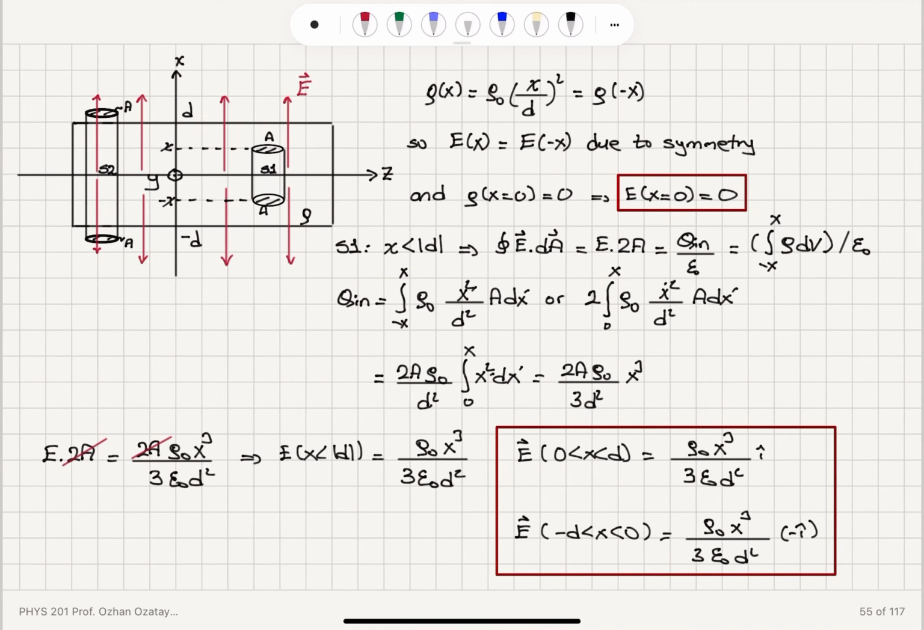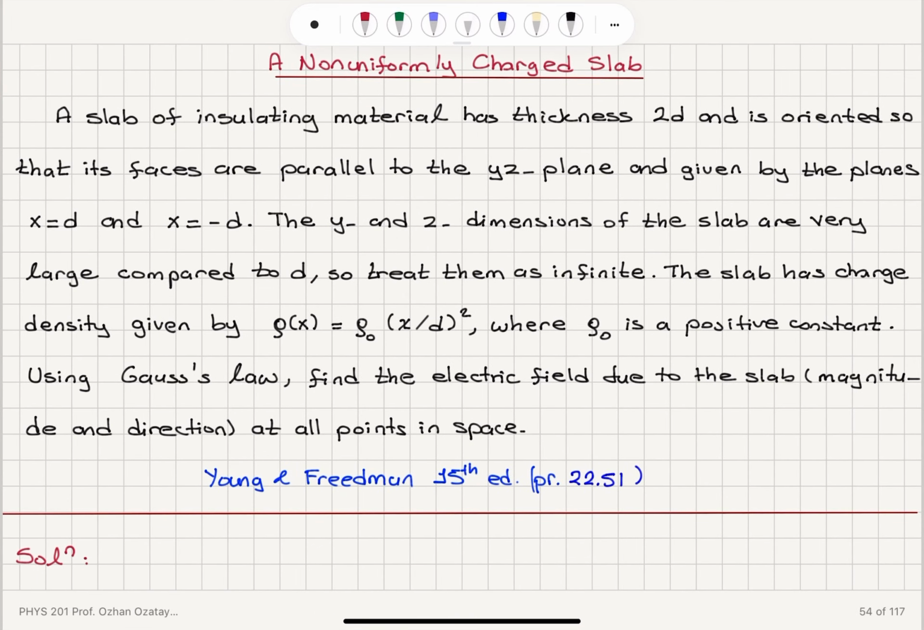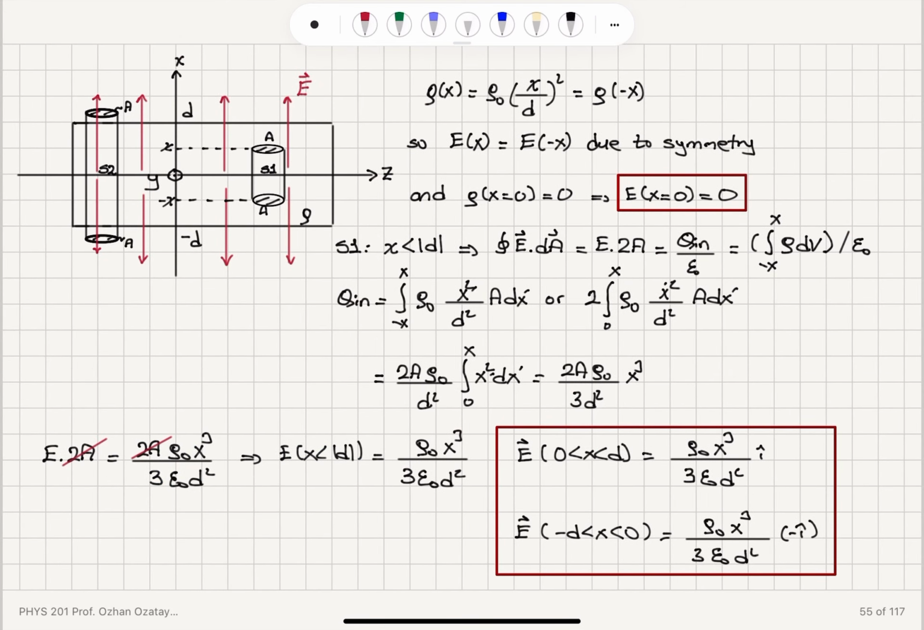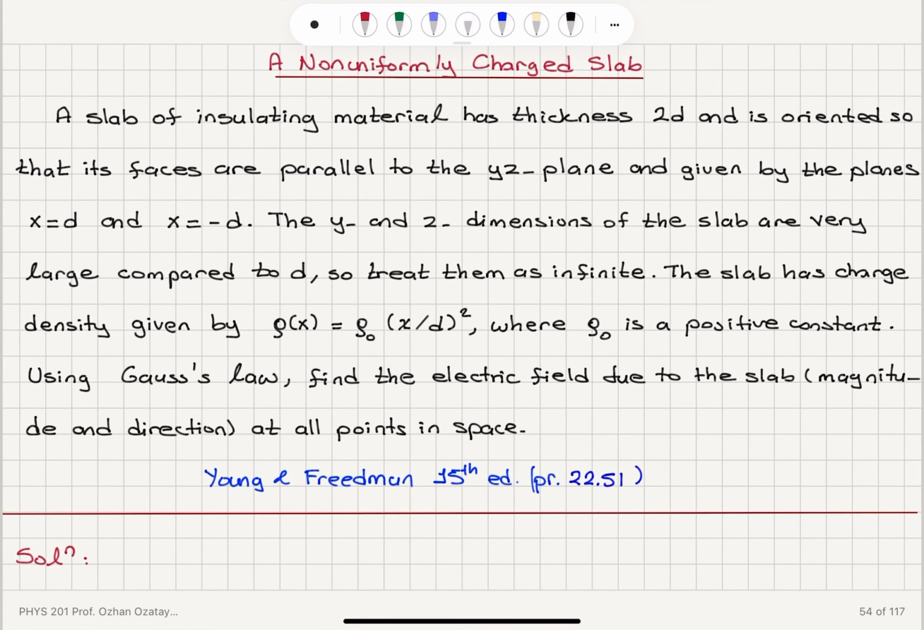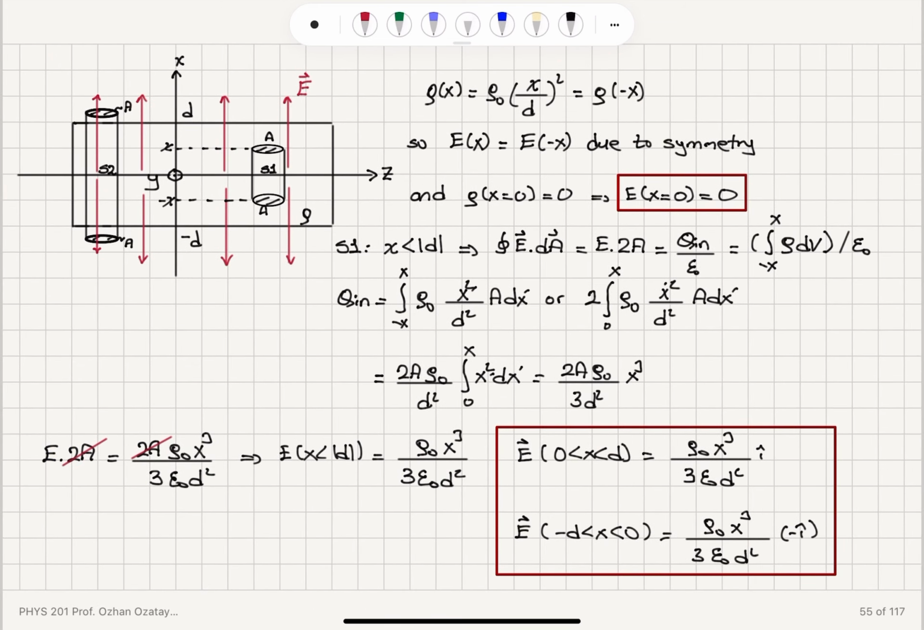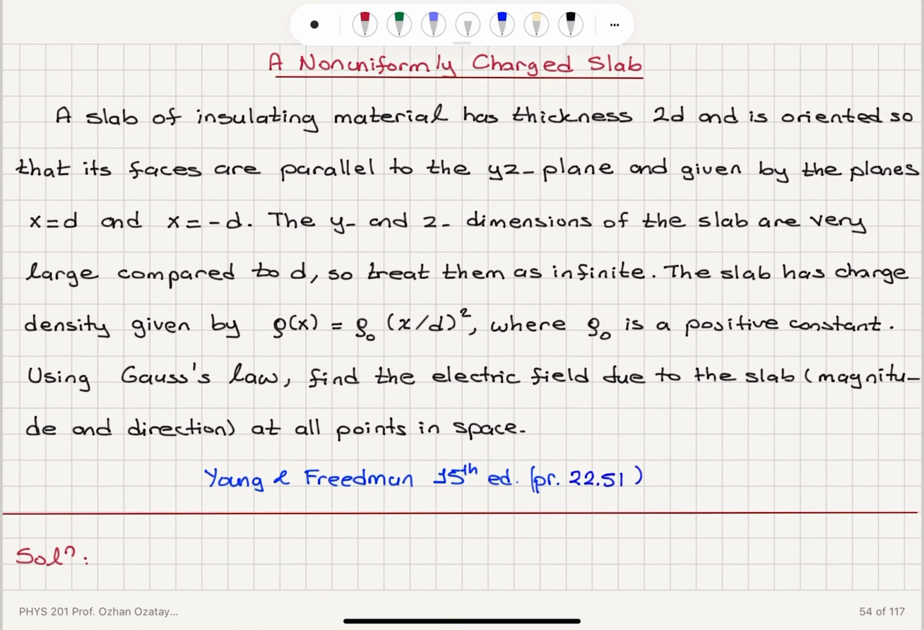Okay, so in this example, we have a non-uniformly charged slab. What makes it non-uniform? This charge distribution has a quadratic dependence on x. It's a slab of insulating material with thickness 2d, and it's oriented so that its faces are parallel to the YZ plane. The Y and Z dimensions extend to infinity, whereas the X dimension is in between plus d and minus d. So I have an infinite slab which is infinite in Y and Z, but finite on the x-axis.